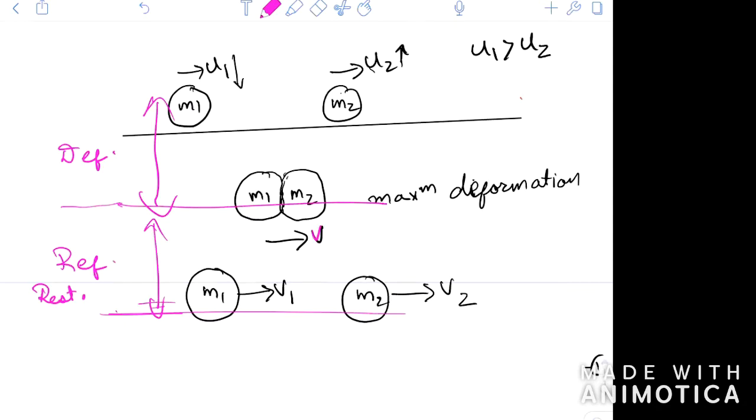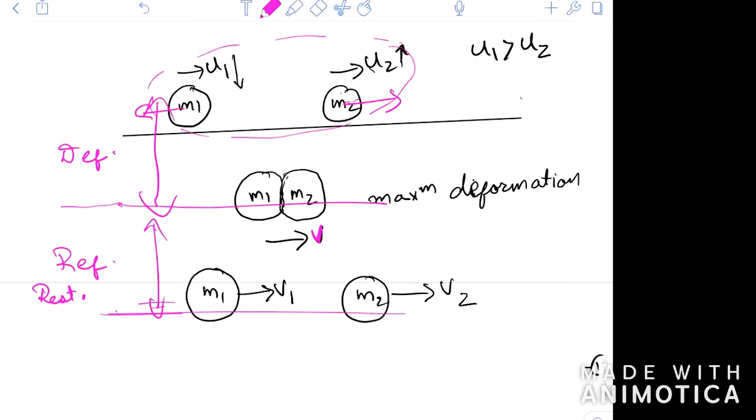If you want to find the common velocity, you can find it. Why? Because throughout this process the momentum is conserved, because whatever force acts on m1, an equal and opposite force acts on m2. They're applying force on each other. So by Newton's third law, the equal and opposite forces act, so their momentum will be conserved. It's not just that the final and initial momentum are the same; the momentum is conserved throughout this process.